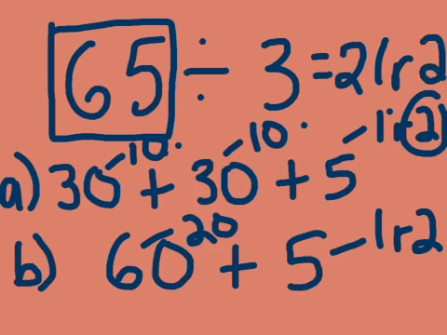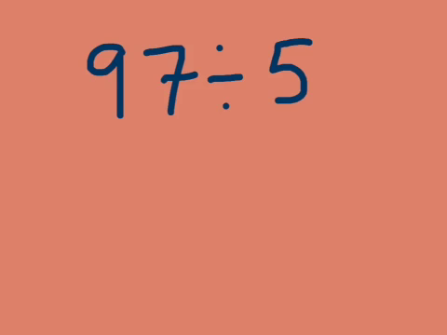Let's try another question together. Here we have 97 divided by 5. So we need to break 97 down into two numbers that are easier to divide by 5. So again, the easiest number to come up with is always going to be 10 times 5, which is 50. So it's helpful if we can break it down into 50 plus 47.